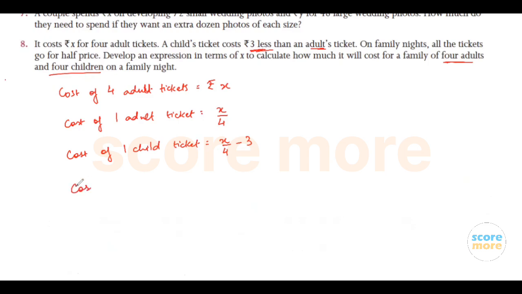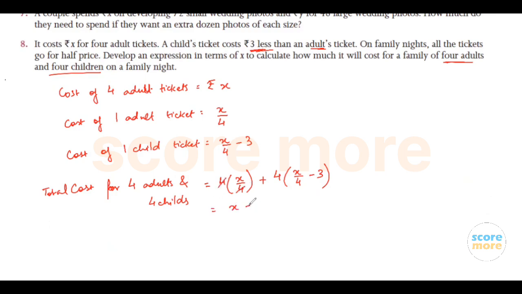Okay, so the total cost for 4 adults and 4 children will be 4 multiplied by the cost of each adult ticket, that is x/4, plus 4 multiplied by the cost of each child ticket, that is x/4 - 3. Now over here we can do cancellation.